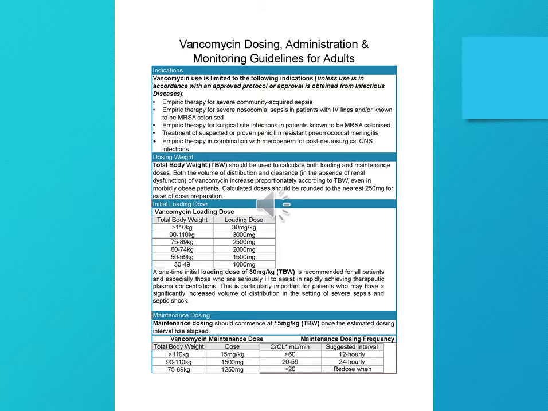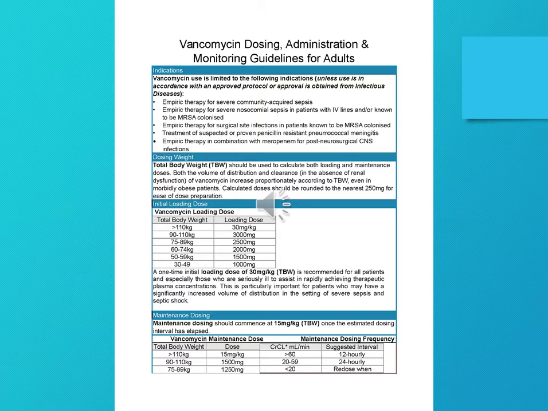Dosing weight. Total body weight, TBW, should be used to calculate both loading and maintenance doses, both the volume of distribution and clearance. In the absence of renal dysfunction, doses of vancomycin increase proportionately according to TBW, even in morbidly obese patients. Calculated doses should be rounded to the nearest 250 mg for ease of dose administration.